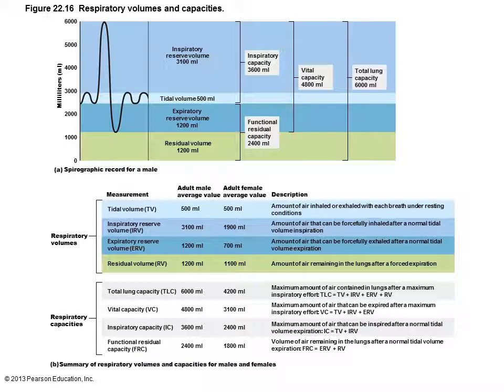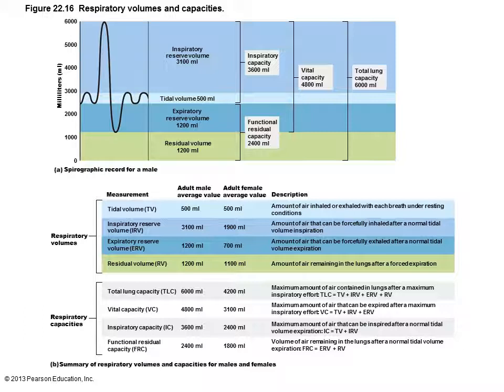Anatomical dead space has no contribution to gas exchange, and it is the air remaining in the passageways. That is about 150 milliliters. Alveolar dead space normally designates non-functional alveoli due to collapse or obstruction. So basically, total dead space equals the sum of anatomical and alveolar dead space.